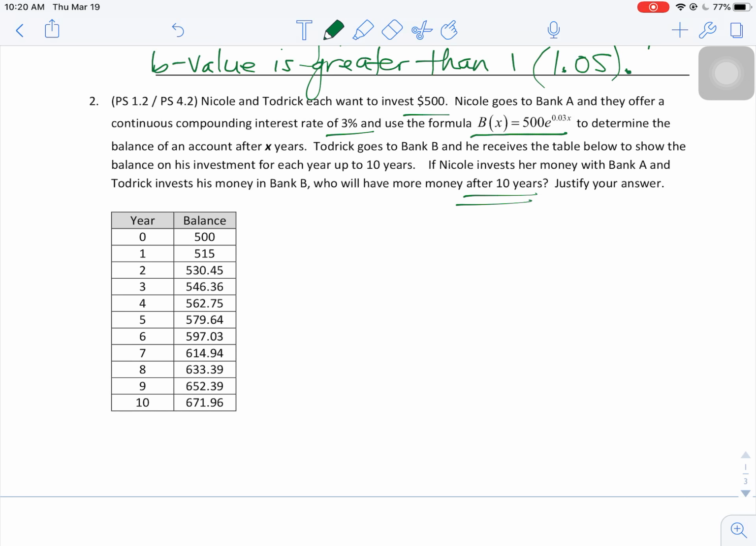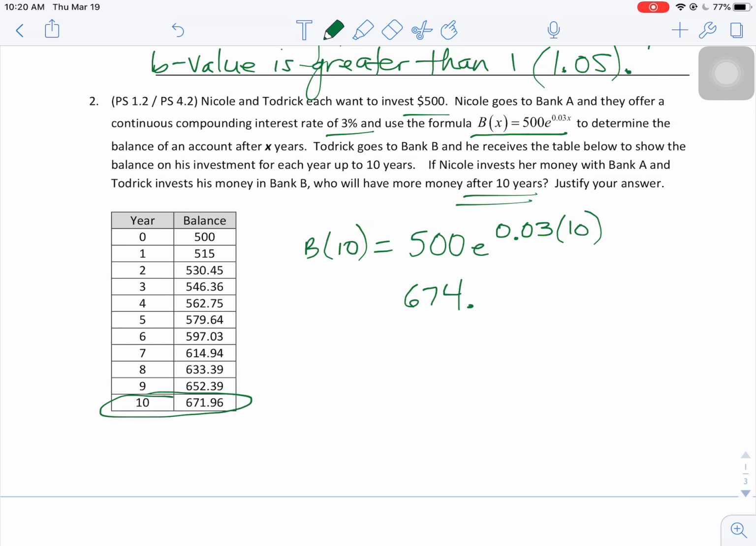So after 10 years, Todrick, we're down here, he's making $671.96. And then for Nicole, just take the equation they provided and put a 10 in for x. So 500 times e to the 0.03 times 10. And then when we type that into a calculator, we get $674.93, rounded for money.